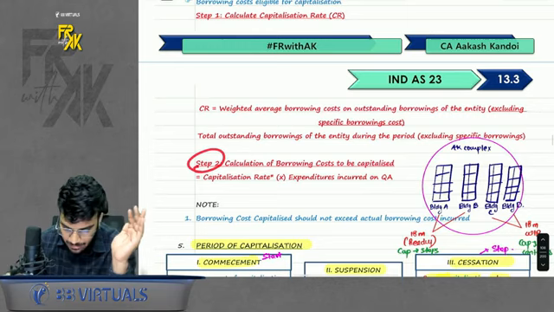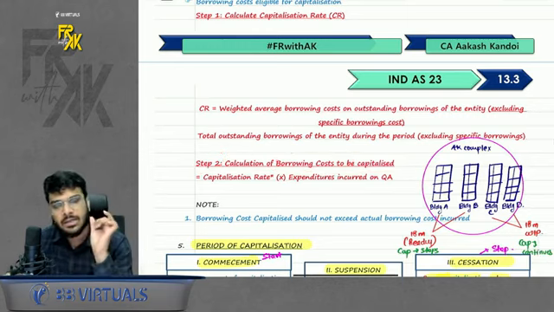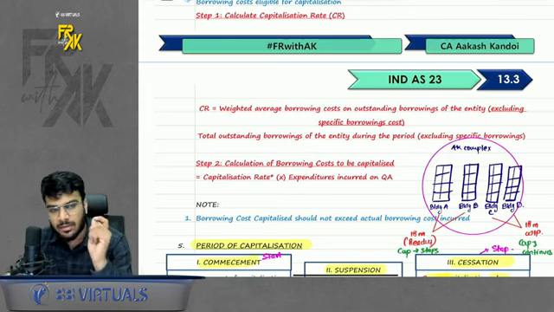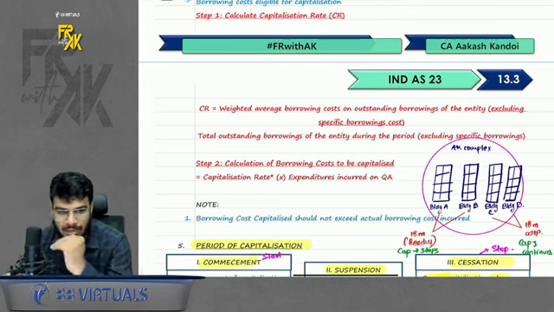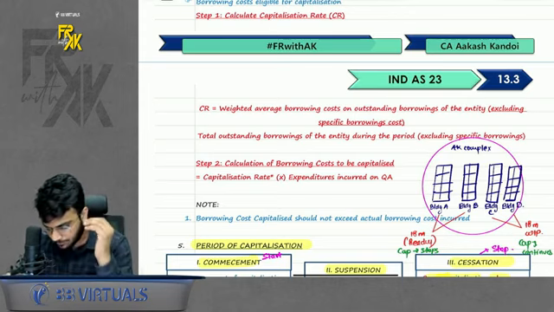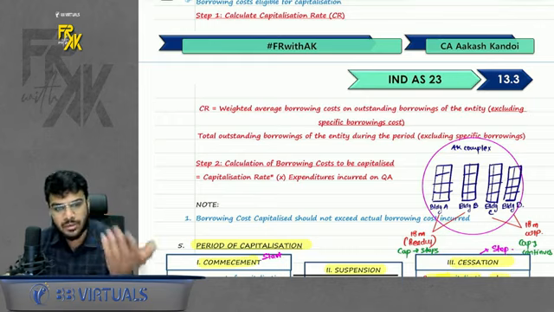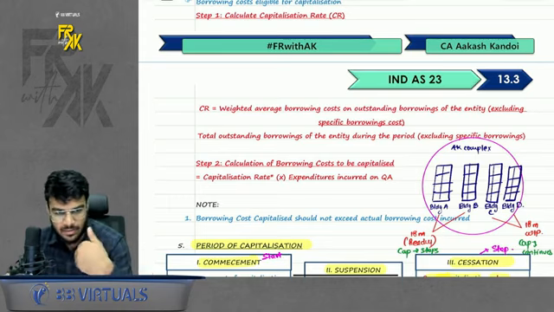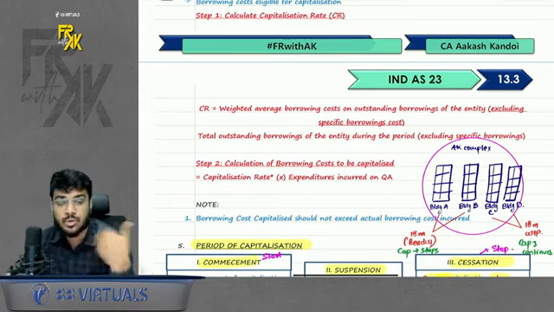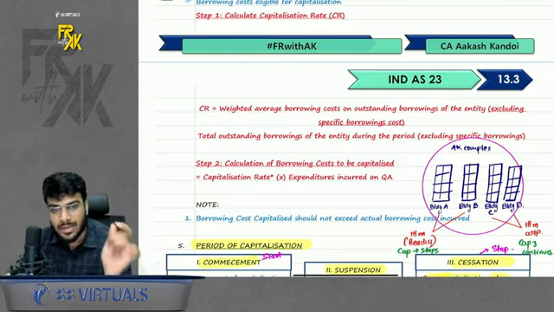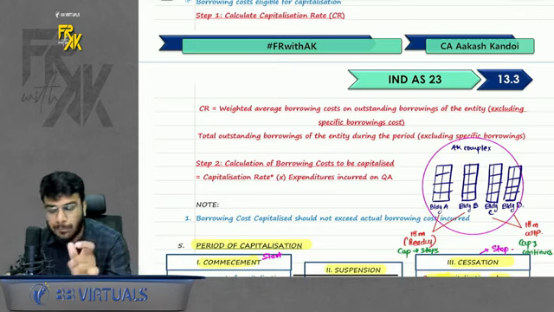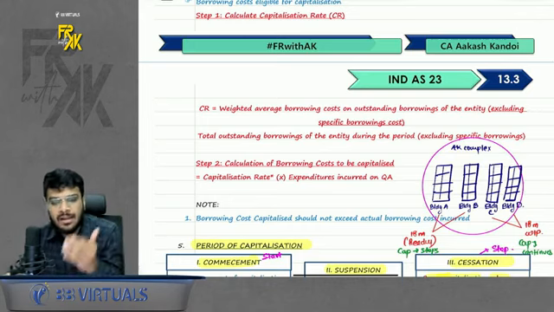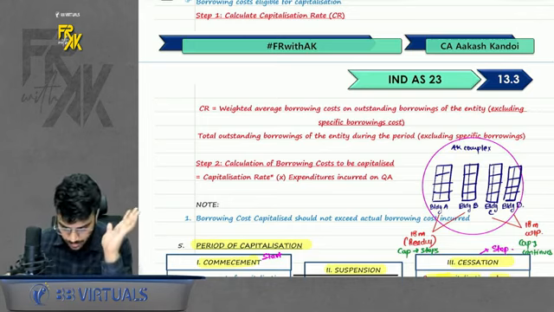Step number 2 is finding the borrowing cost to be capitalized. How will you find it? Just multiply the capitalization rate on the expenditure which you are incurring every month, right? So let's say you incurred expenditure in the month of April. So you will say that expenditure into the rate into the number of months the capitalization was there. Acha, if you incurred the expenditure in July, so you will say in July the expenditure incurred into capitalization rate into the months starting from July. Okay, that is how you will do it.